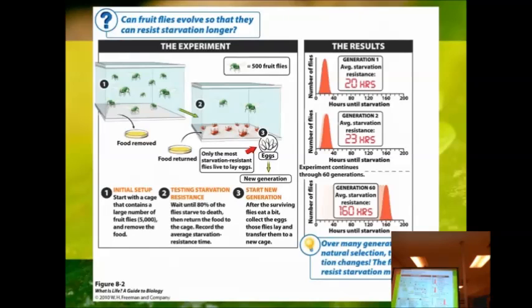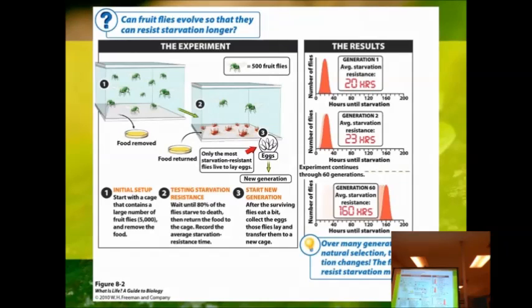So when we talked about our fruit fly experiment, where we wondered, can fruit flies evolve so that they can resist starvation longer, we found that after many generations, in this case 60 generations, with natural selection taking place, the population changes. And so the fruit flies that we have at the end of the experiment are very different than the fruit flies we had at the beginning of the experiment.